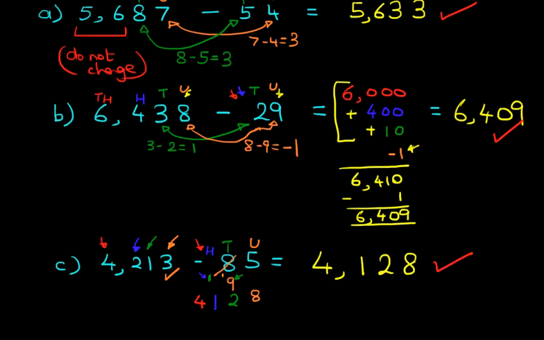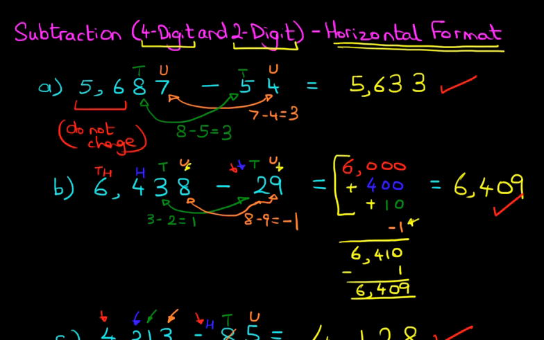And in example C, we started with the number 85, the one we're subtracting, and we keep adding to it until we get to our initial starting point, which is 4,213. It's a very simple method and a very effective method. So those are 3 different methods we have used for the subtraction of a 4-digit number and a 2-digit number using the horizontal format.